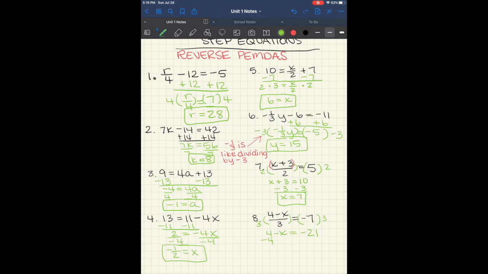Then we're going to subtract 4 from both sides. That 4 is positive, so we subtract it. And then we also have a negative x left over. So that's like negative 1 times x. So then we have to go and divide both sides by negative 1. So we get x equals positive 25.